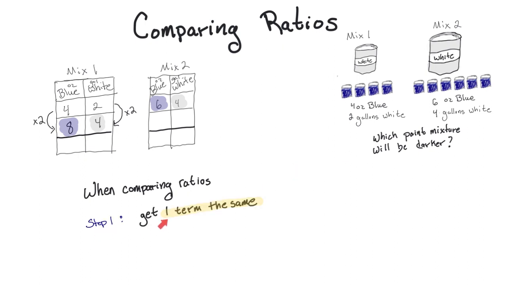So now we've done the first step, which was get one of the terms to be the same. And now we're going to do the second step, which is going to be evaluate the ratios. So looking up here, I have the same amount of white, but in mixture 1, I'm going to be adding 8 ounces of blue, and in mixture 2, I'm going to be adding 6 ounces of blue. Then if I'm adding more blue paint, then I know that the mixture is going to be darker. So my answer will be that mixture 1 is darker than mixture 2.